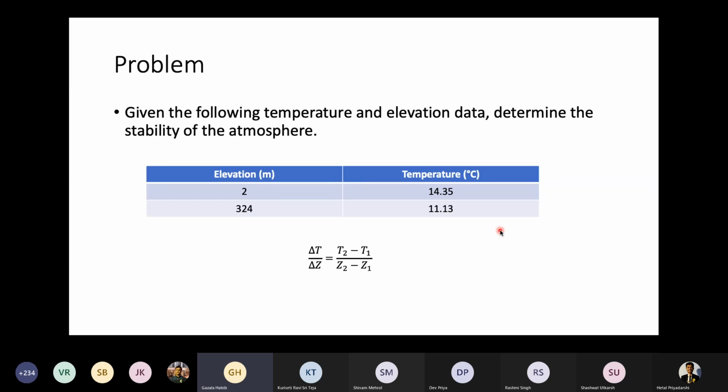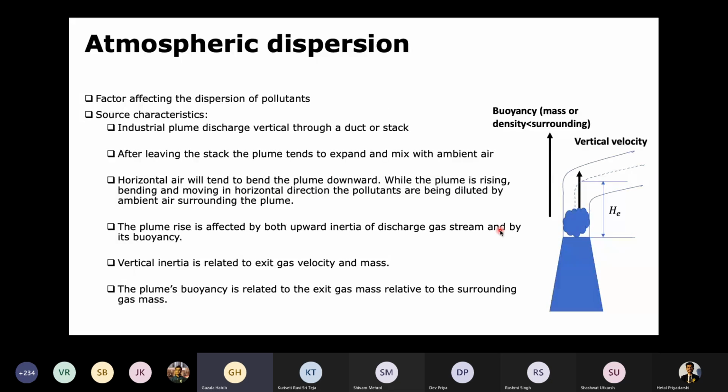Now this is a simple example of how to calculate the lapse rate. Lapse rate is actually the change in temperature with respect to height. So two elevations are given, two temperatures are given, then you can calculate the lapse rate by changing the temperature to Kelvin. So T here is in Kelvin and Z is in meters or kilometers, whatever you want to take. So it's very simple.